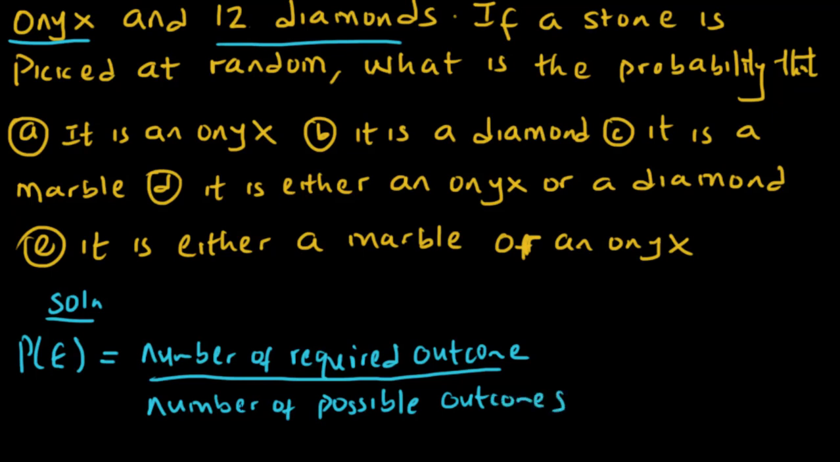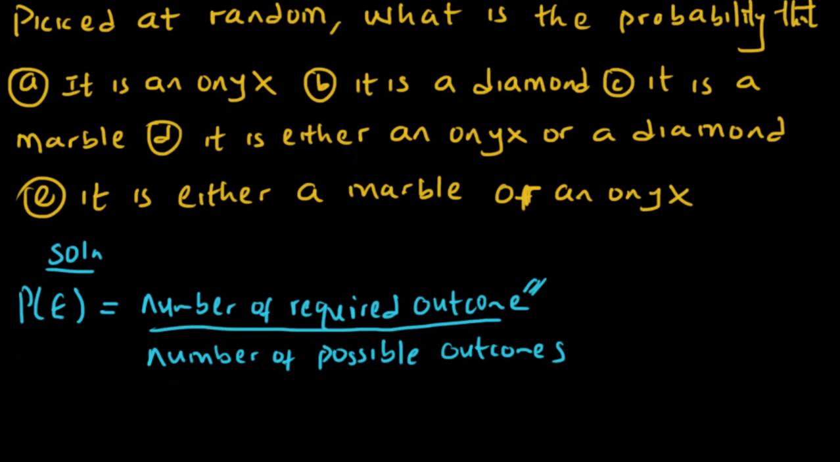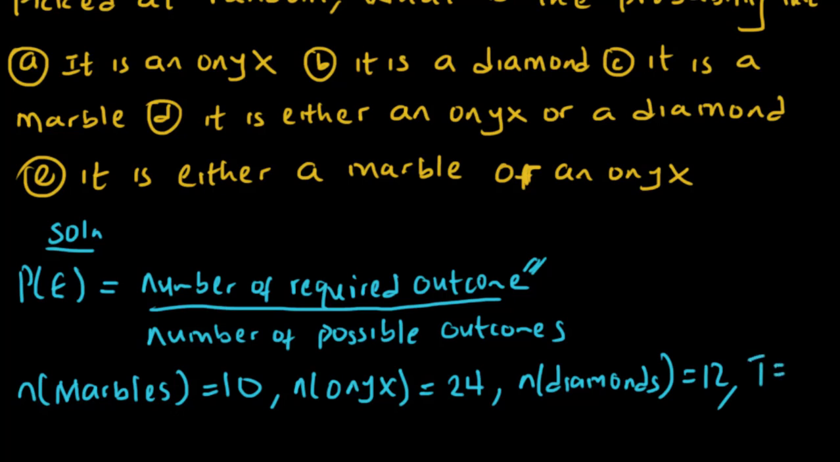Now remember, the total is always the denominator, while what you are asked to find is always the numerator. So from the question, we have 10 marbles, 24 onyx, and 12 diamonds. So we have number of marbles equals 10, number of onyx equals 24, number of diamonds equals 12, and then the total equals 10 plus 24, 34, plus 12 will give us 46. Do you understand? So let's answer question A.